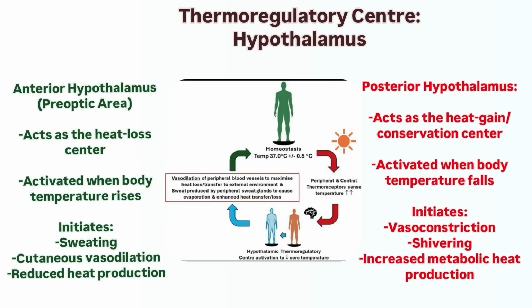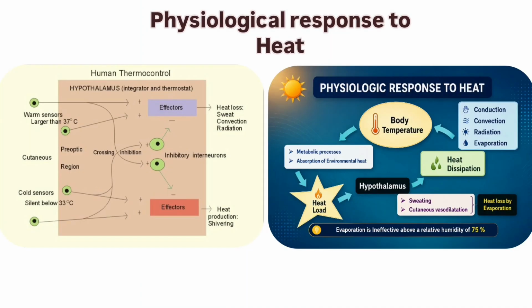The hypothalamus, particularly the preoptic area in the anterior hypothalamus, acts as a heat loss center. It is activated when the body temperature rises, and through mechanisms like sweating, cutaneous vasodilatation and reduced heat production, it regulates the body temperature. Similarly, the posterior hypothalamus acts as a heat gain or conservation center. It gets activated when the body temperature falls, so it initiates vasoconstriction, shivering, and increased metabolic heat production. Now let us discuss the physiological response of the body to heat.